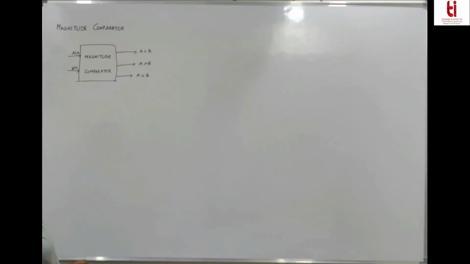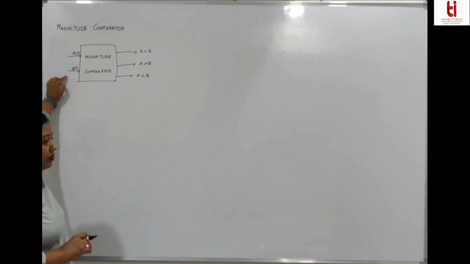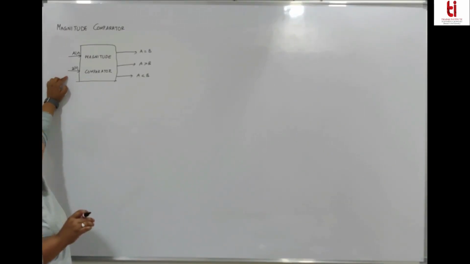So how to proceed? If the numbers are n bit long, the circuit will be very big. How are we going to find that circuit? How to make a truth table? Is it possible to make a truth table? Because if A is n bit long and B is also n bit long, then we are going to have 2^2n entries in the truth table, and it is very difficult to write those 2^2n entries. So what do we do?